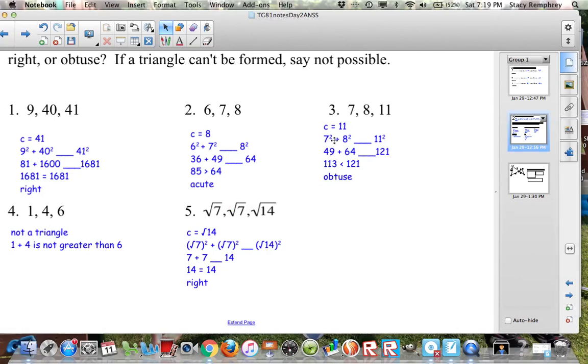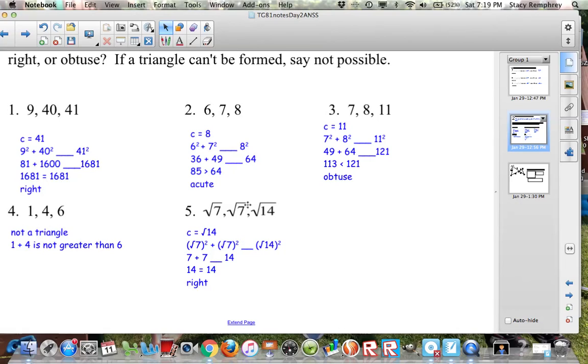So here are your answers. Again, I checked 7 plus 8 is greater than 11. C is 11. I found that C squared was greater than the sum of the squares, so it's obtuse. Over here, if you remember to do that first step, 1 plus 4 is not greater than 6. So right away I know that's not a triangle. So I can't figure out if it's right, acute, or obtuse. It doesn't even make a triangle.